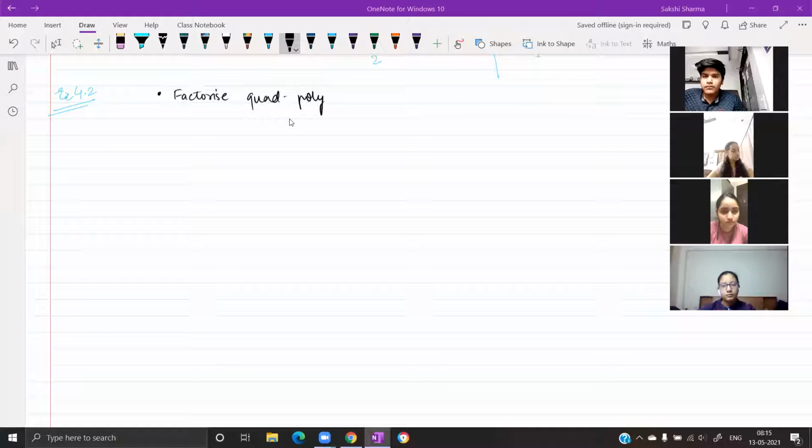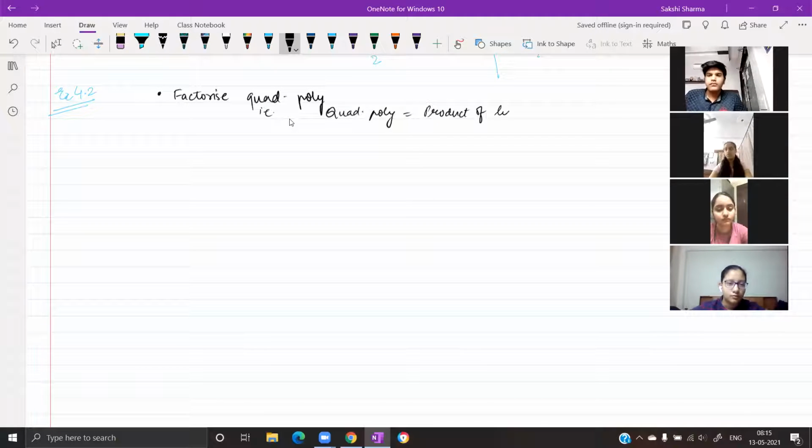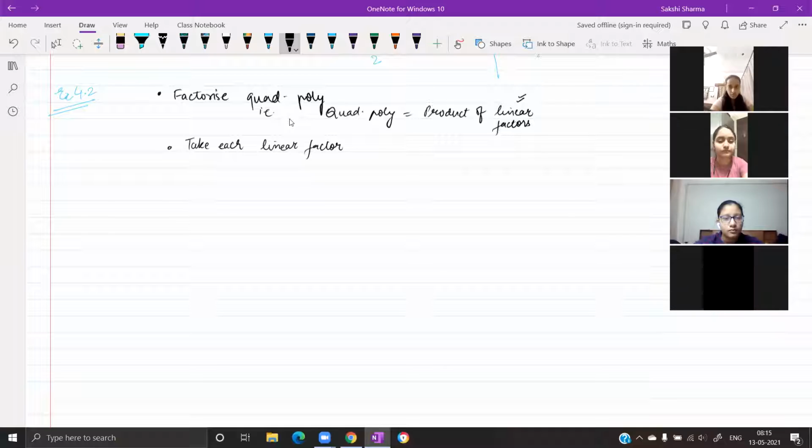You first have to factorize your quadratic polynomial. That means you want to write down the quadratic polynomial equal to the product of linear factors. This is important. The factors that we obtain should be linear. Take each linear factor equal to 0.